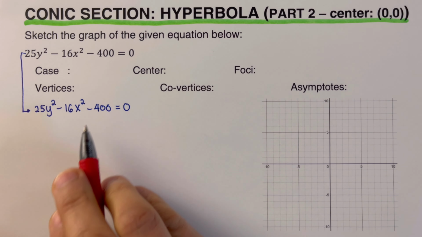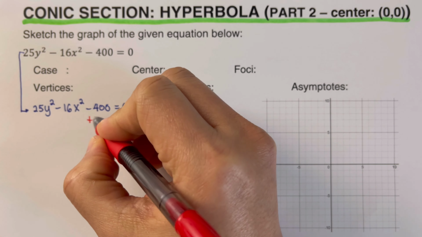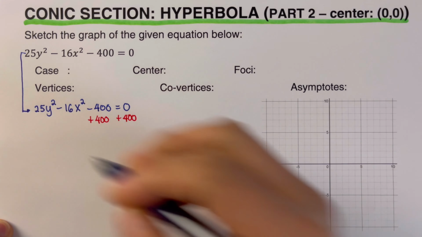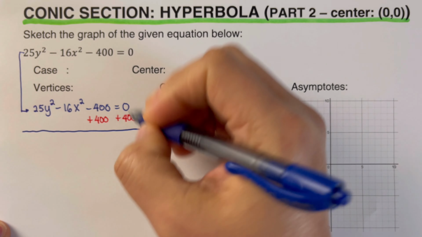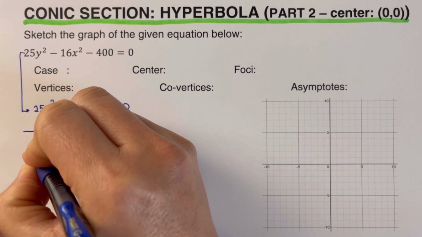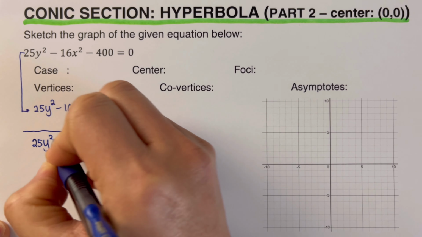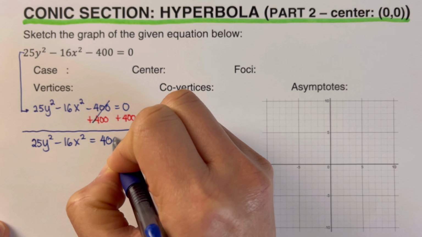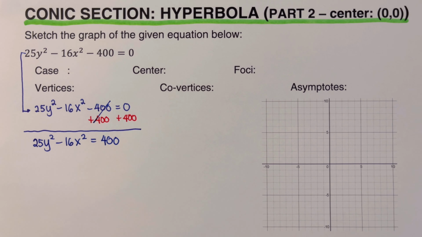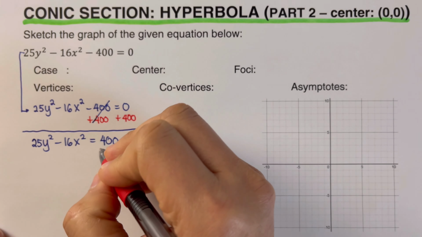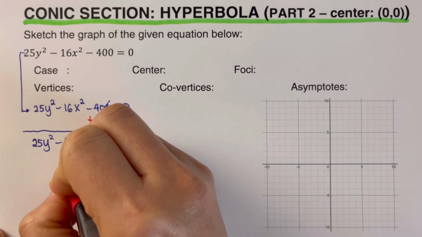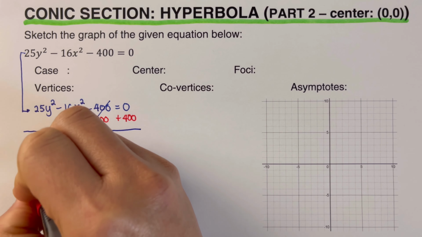We are going to add 400 to both sides, so the constant will be added to both sides. So this equation would come out. I'm going to go ahead and cross the 400 out. So this will be 25y squared minus 16x squared equals 400. Now, in the standard form, the right side of the equation should be equal to 1. So this tells us that we're going to divide everything by 400. So I will divide each of them by 400.